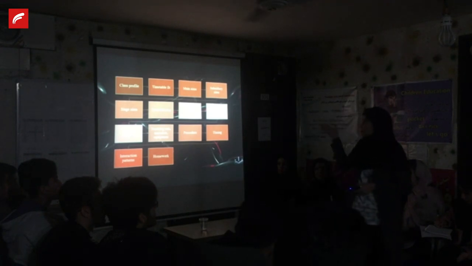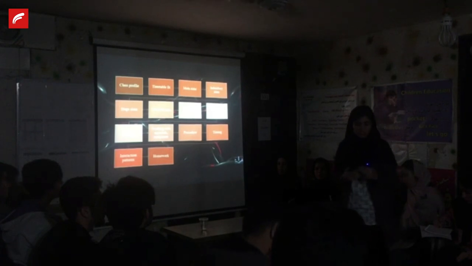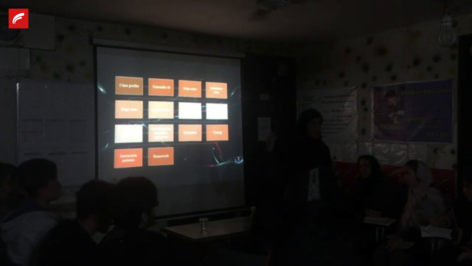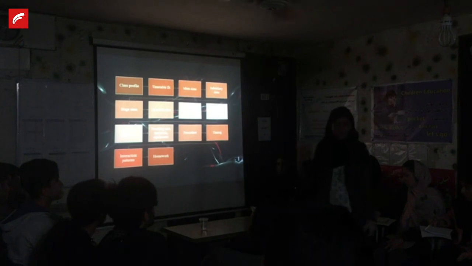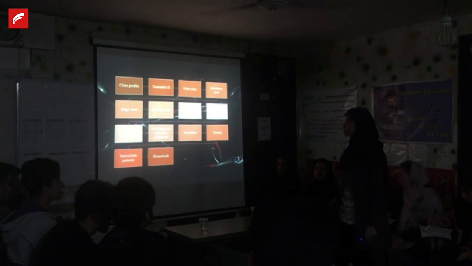This is timetable fit. It means if you have discussion, you are going to teach the discussion. It's not that important to put it at the beginning of the lesson or at the end of the class. But grammar or vocabulary are so important, so you have to put them at the beginning of the class. This is what I mean by timetable fit.